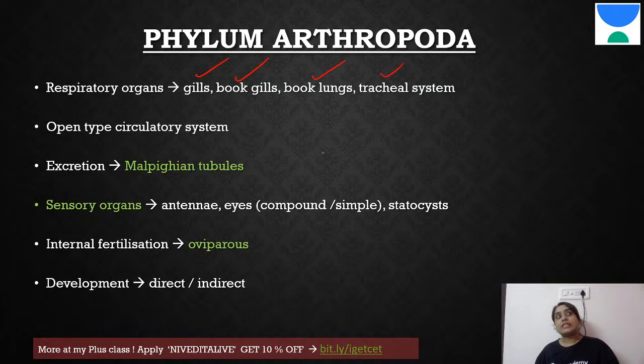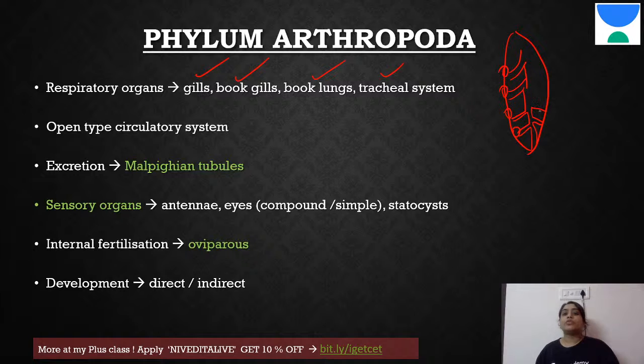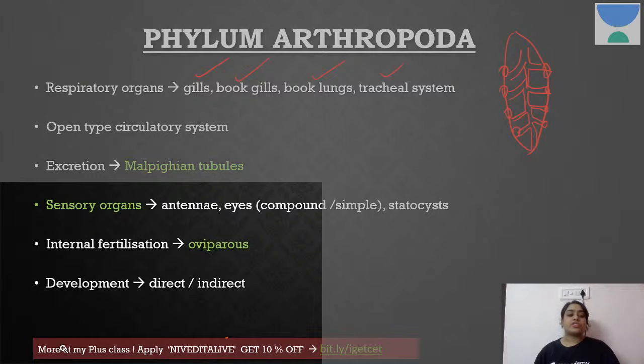Then we have the tracheal system. Usually, if you look at the organism, it would have spiracles that open at the appendage, and they would form a network-like structure within the body for the organism to respire. You will be able to see spiracles as well. It is a branched system, not so direct.